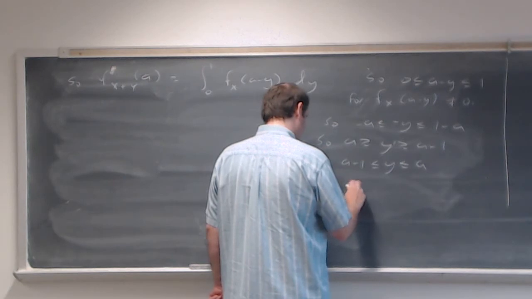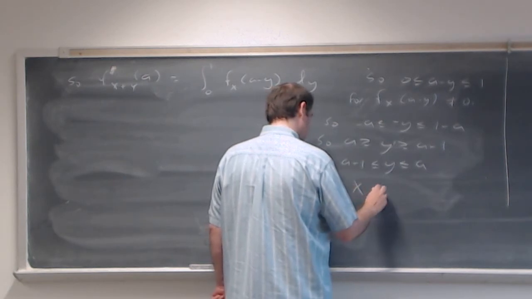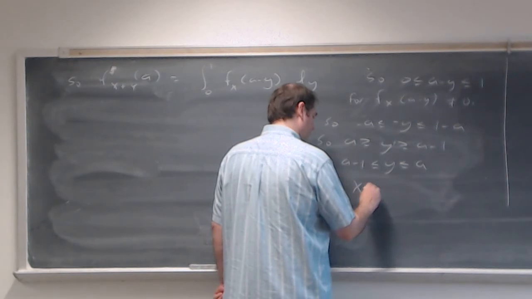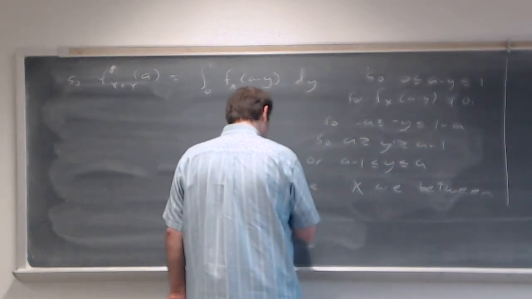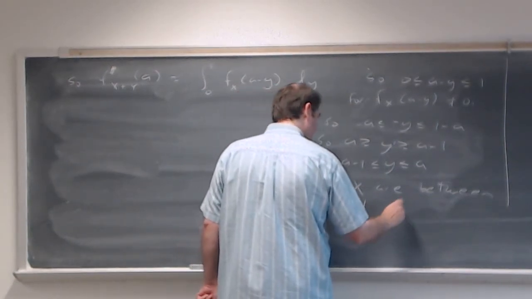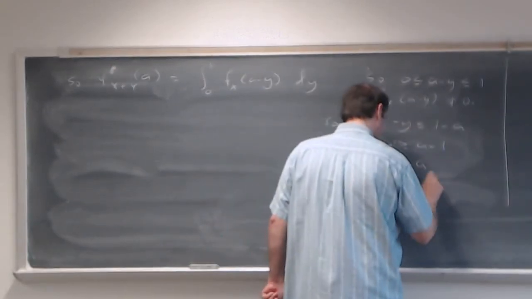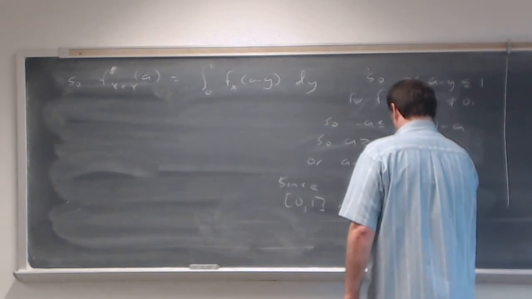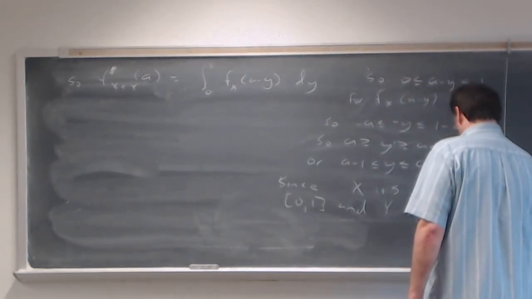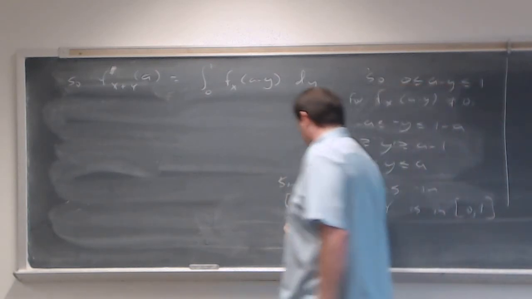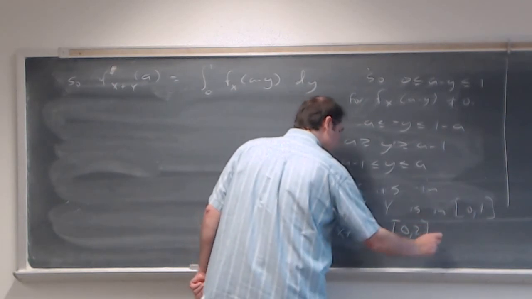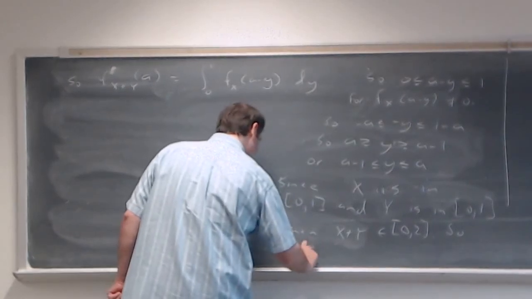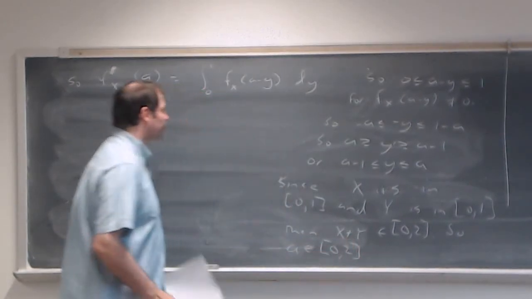If you will, x values run between where they have a chance of being a value. Since x values are between 0 and 1, and y is in, again, 0 to 1, then x plus y is an element of 0 to 2. So what we're thinking is, a has to be an element from 0 to 2 for it to be non-zero, okay?